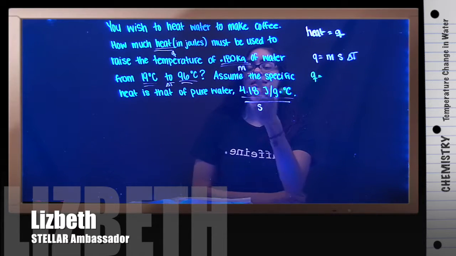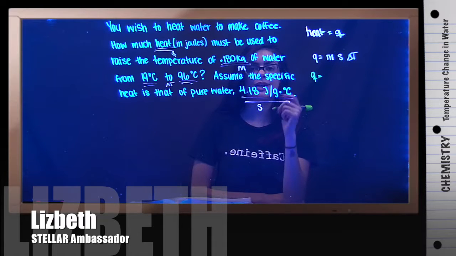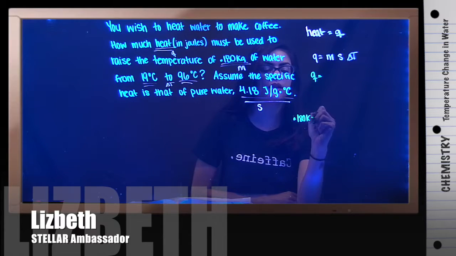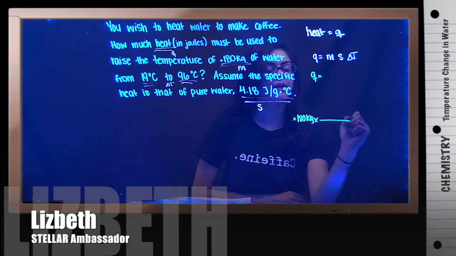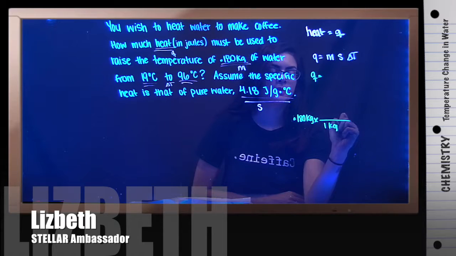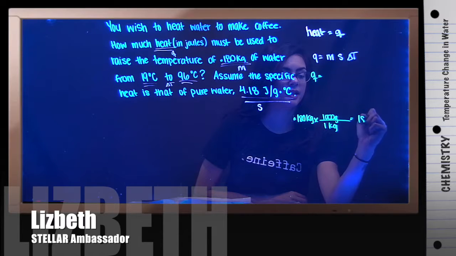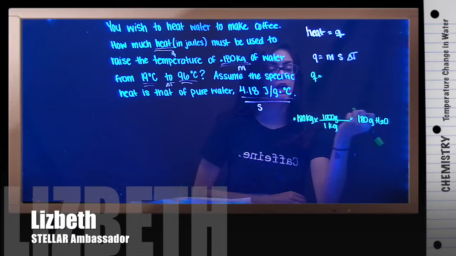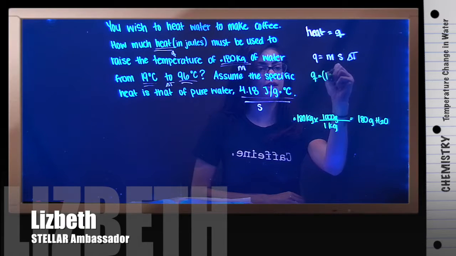Our mass is given in kilograms. It has to be in grams. So let's go ahead and convert that real quick. We have 0.180 kilograms, and we know that in 1 kilogram there are 1,000 grams. So that would give me 180 grams of water. All right, so that's going to be my value right here, 180 grams.